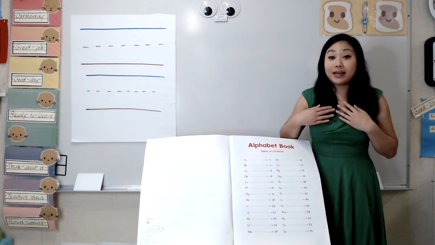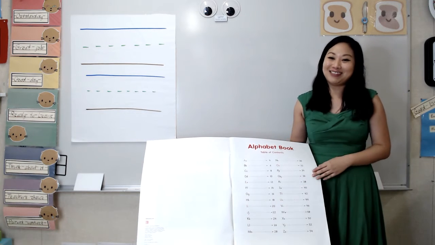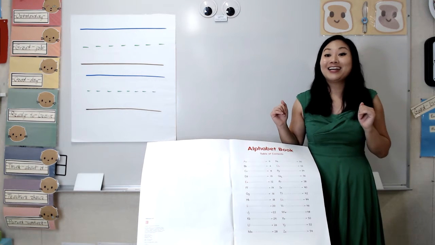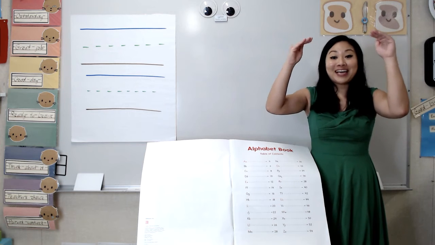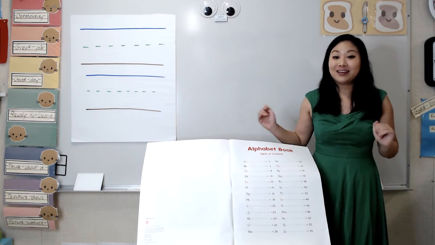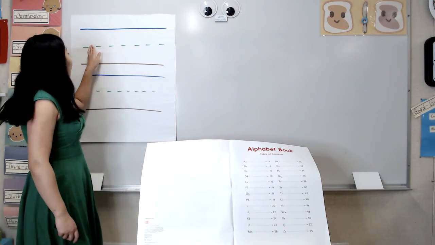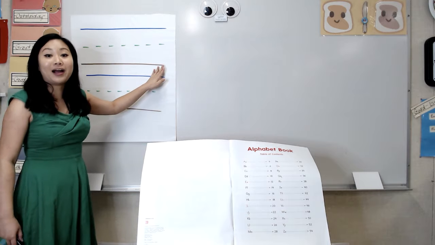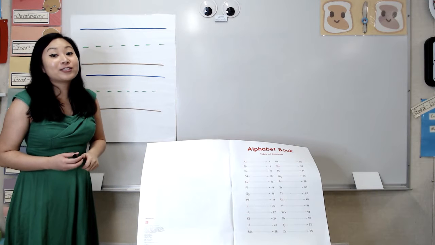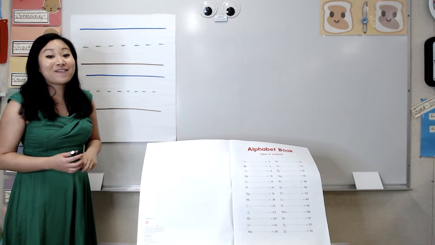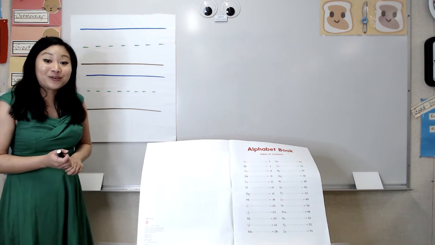Just like you and I have names, letters have names too. And when we write our names, we use an uppercase letter. Each letter has both an uppercase and a lowercase. Before I write these letters, I want to remind you, this is the sky, the grass, and the ground. Some letters start in the sky and some start in the grass. All right, friends, let's write the letter U.